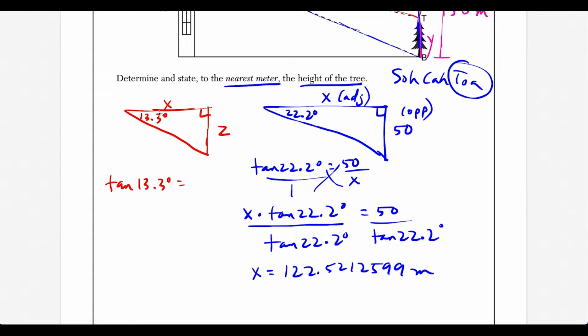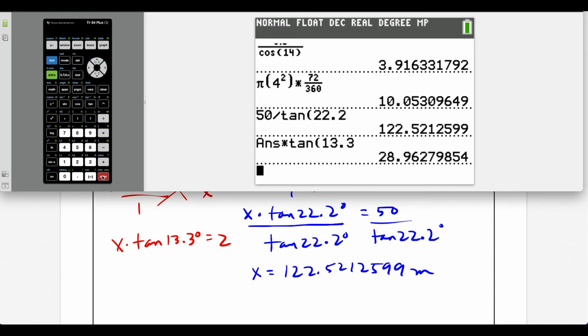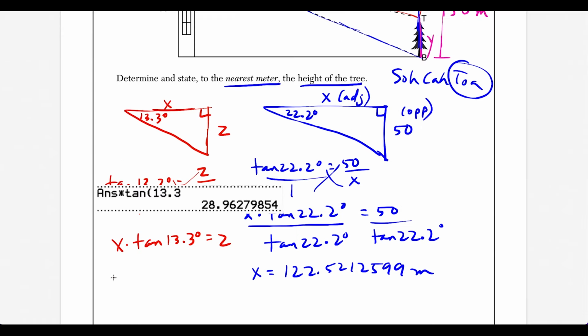But now that we know what X is, we could take tangent of 13.3 degrees. So now we're focusing on the red triangle. And tangent of 13.3 degrees is going to be equal to Z over X. But we just found out what X is. So if we cross multiply here, we're going to have X times tangent of 13.3 degrees is equal to Z. So now we just do this answer times tangent of 13.3 degrees. And this is going to give us this value here. So we could just record the value of Z. We're going to have Z equals 28.96279854.